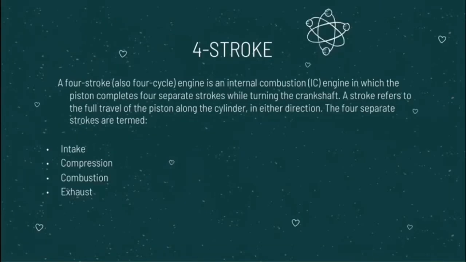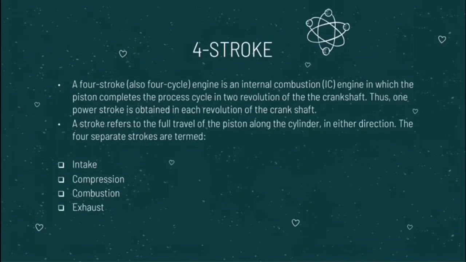4-stroke. A 4-stroke engine is an internal combustion engine in which the piston completes the process cycle in 2 revolutions of the crankshaft. Thus, 1 power stroke is obtained in each revolution of the crankshaft. A stroke refers to the full travel of the piston along the cylinder in either direction. The 4 separate strokes are termed: intake, compression, combustion, and exhaust.